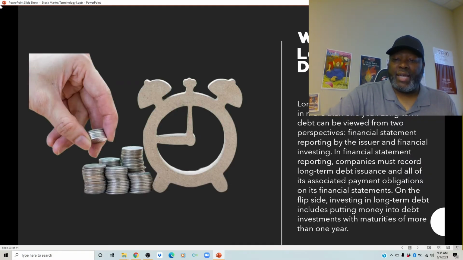What is long-term debt? Long-term debt is debt that matures in more than 1 year. Long-term debt can be viewed from two perspectives: financial statement reporting by the issuer and financial investing. In financial statement reporting, companies must record long-term debt issuance and all of its associated payment obligations on its financial statements. On the flip side, investing in long-term debt includes putting money into debt investments with maturities of more than 1 year.